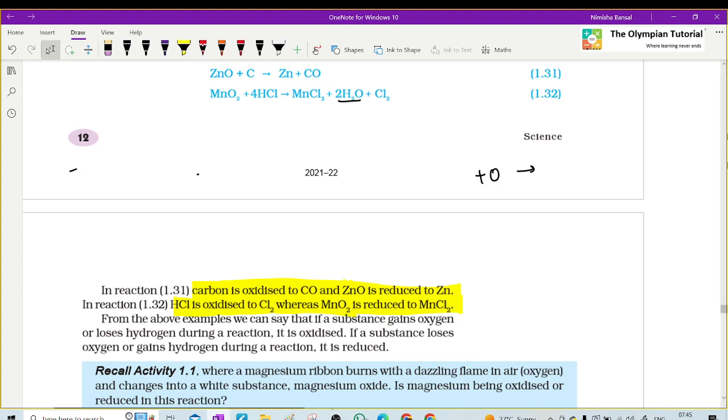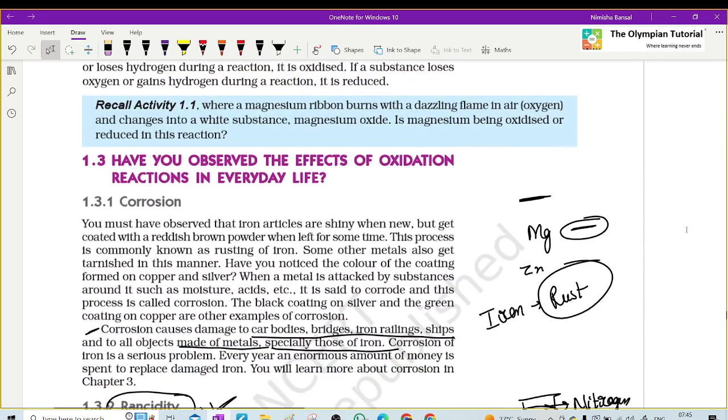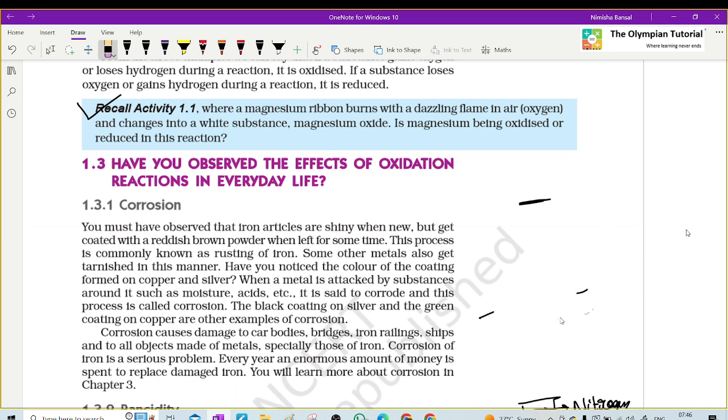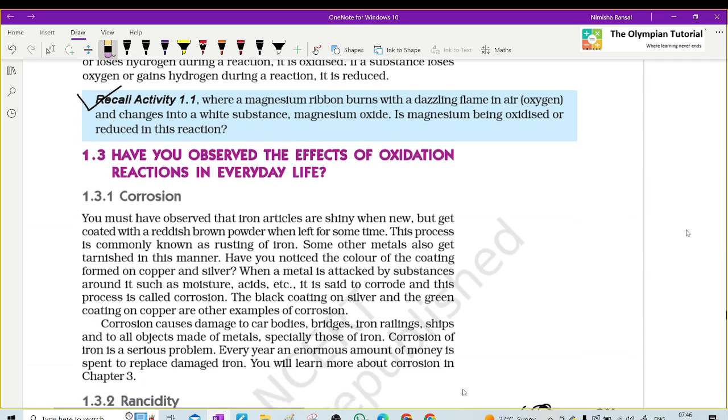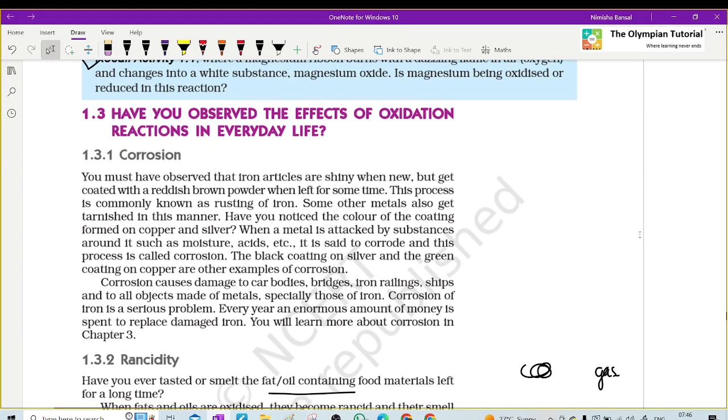Now recall activity 1.1. Thania, read it. We will not write anything for it, only read it and give me the answer. In activity 1.1, a magnesium ribbon burns with a dazzling flame in oxygen and changes into a white substance, magnesium oxide. Is magnesium being oxidized or reduced? It is being oxidized because oxygen is added. Now the next topic is corrosion, and after that the last topic, rancidity.